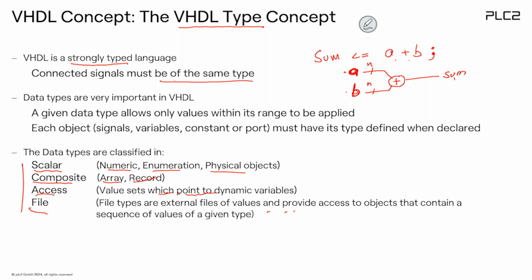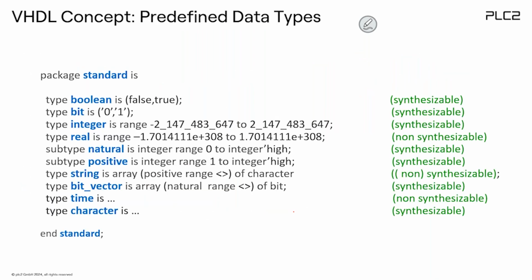So it's very important. We have to understand the VHDL type concept, otherwise it will not work. These are the predefined types we can use immediately when we start our project. Why? Because VHDL has the concept of so-called packages. A package is a container which contains definitions. There's one package available as a default, it's already there. It's called standard, and this package standard contains all the predefined types we can use immediately.